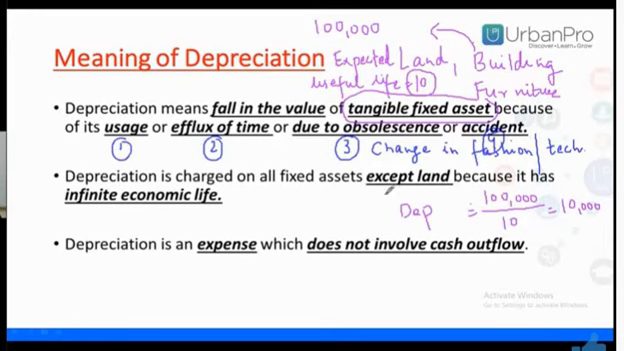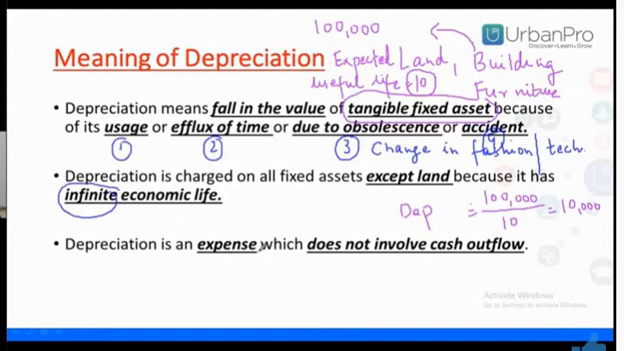These are mainly 4 reasons of charging depreciation. We charge depreciation on all assets except land. Like we charge depreciation on building, furniture, machinery, on every tangible fixed asset. But we do not charge depreciation on land. Why we don't charge depreciation on land? Because it has infinite economic life. What do you mean by infinite economic life? It means land will last forever. Understand land like vacant land, on that we construct a building. So land has infinite life. That's why we don't charge depreciation on land.